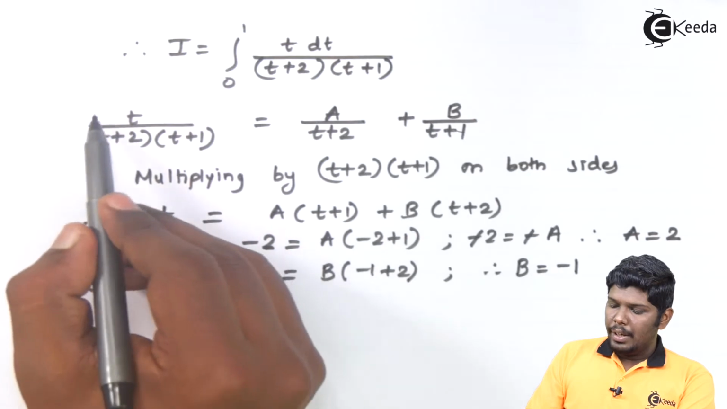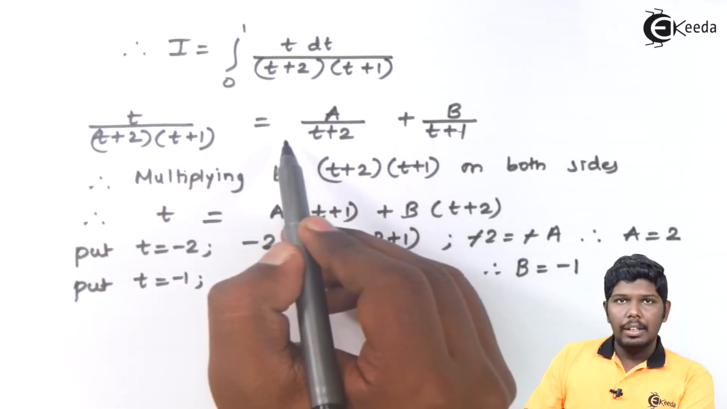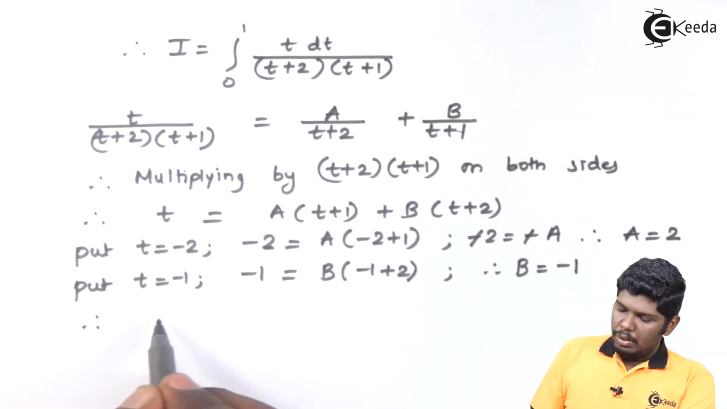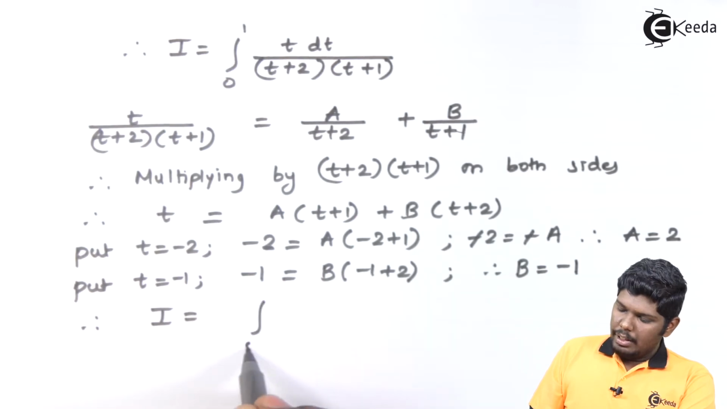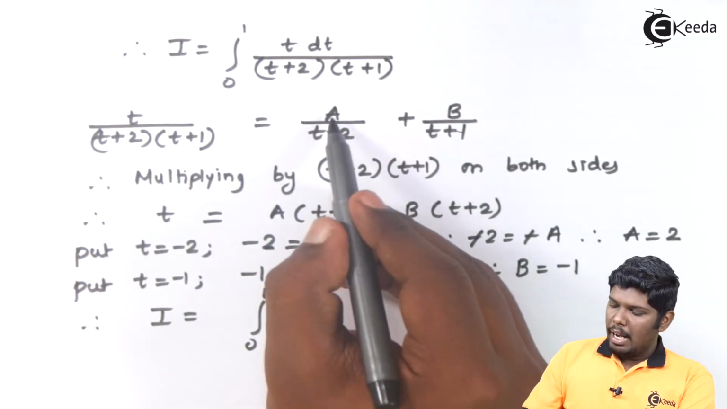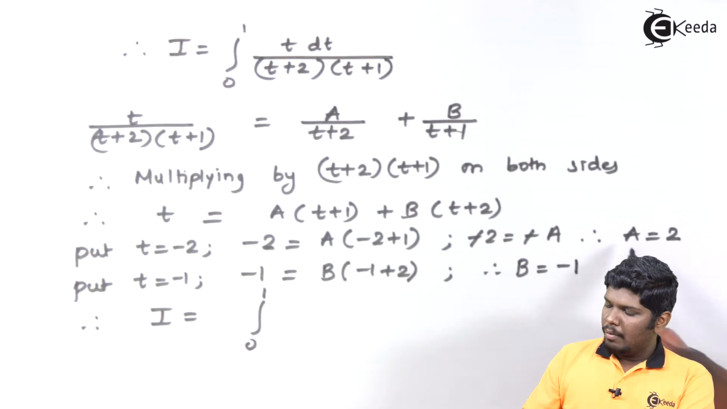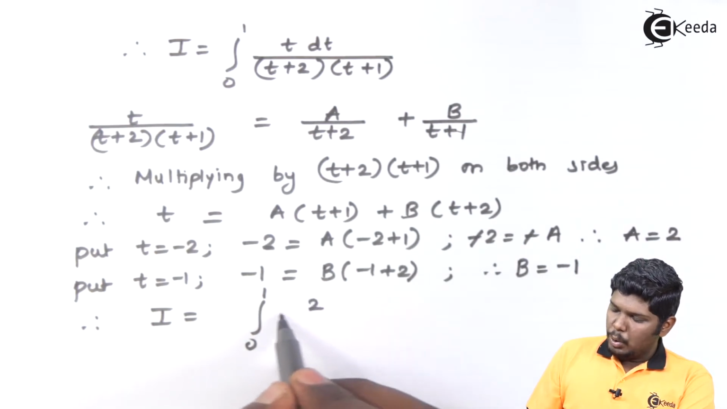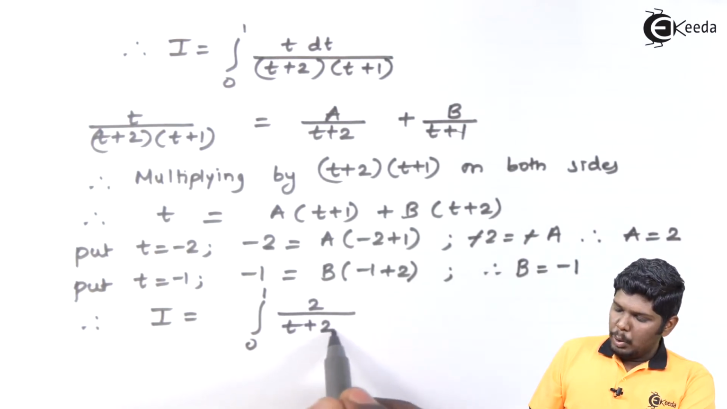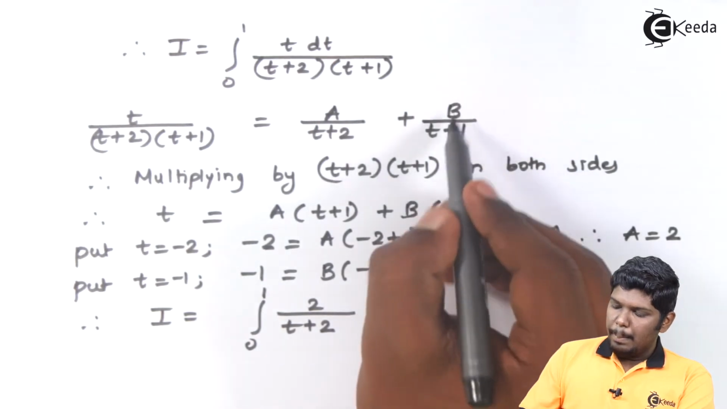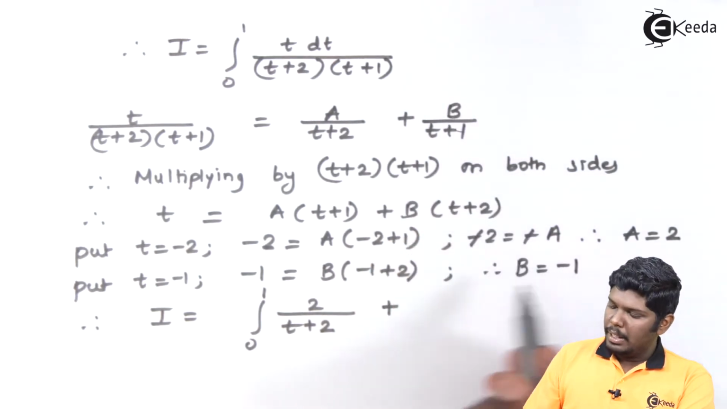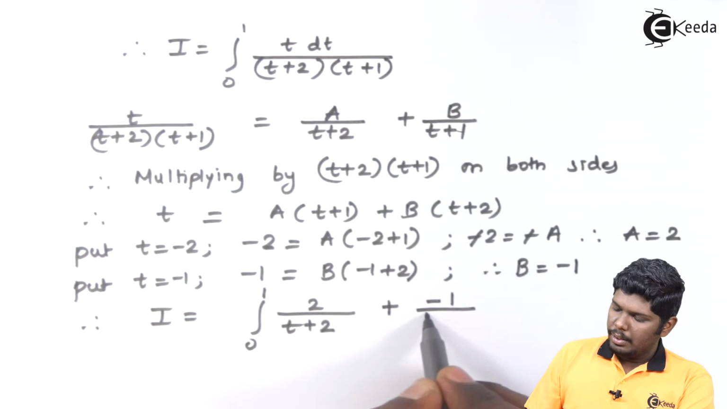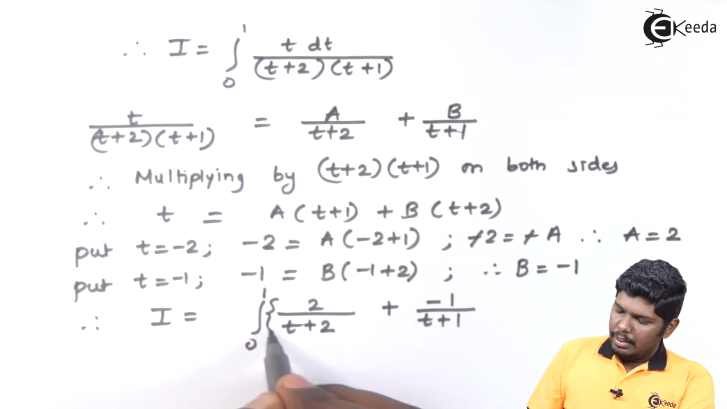Now, instead of integrating this part, we will integrate the second part. Therefore, I is equal to integral 0 to 1. We have a upon t plus 2, and the value of a is 2. Therefore, it is 2 upon t plus 2, plus b upon t plus 1. The value of b is minus 1. So, it is minus 1 upon t plus 1 dt.